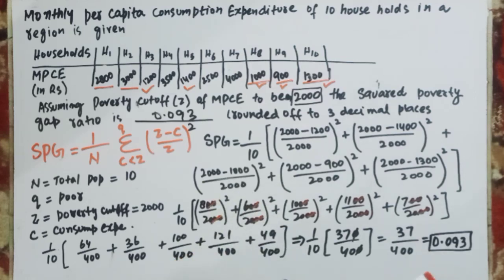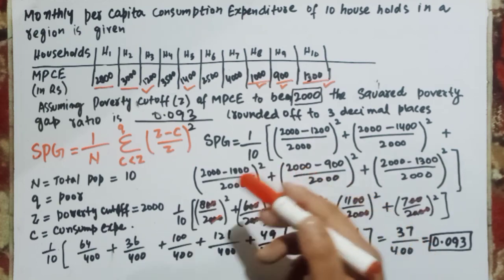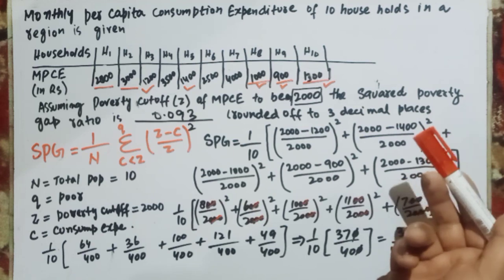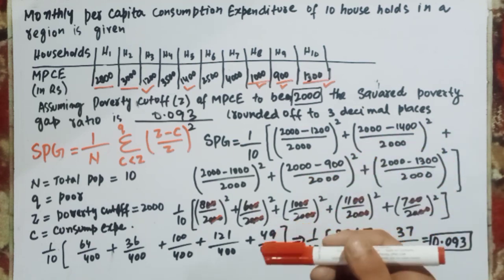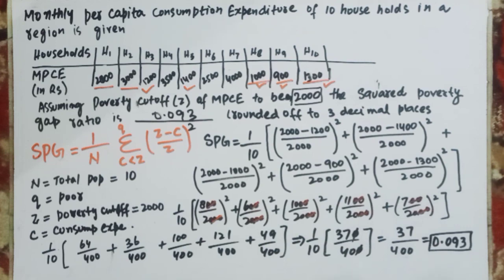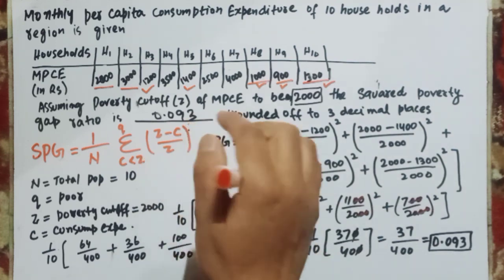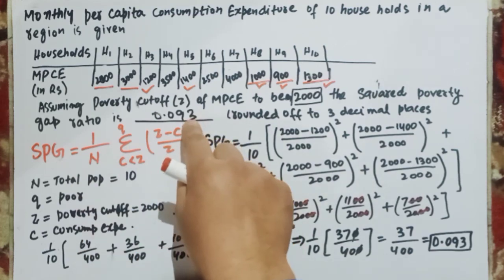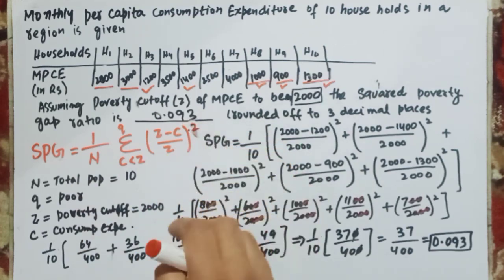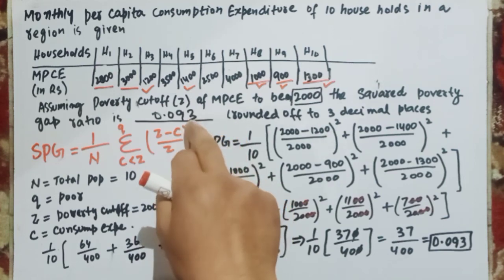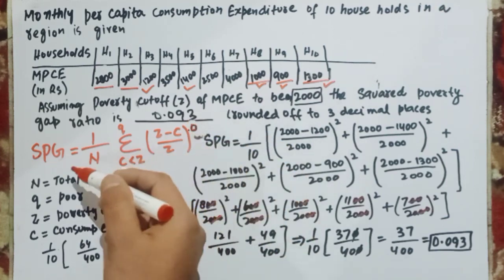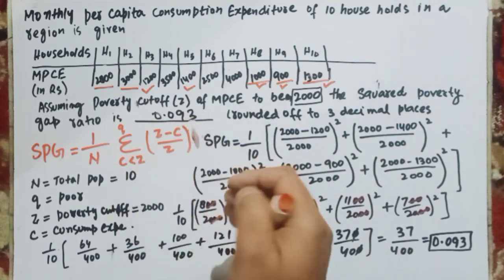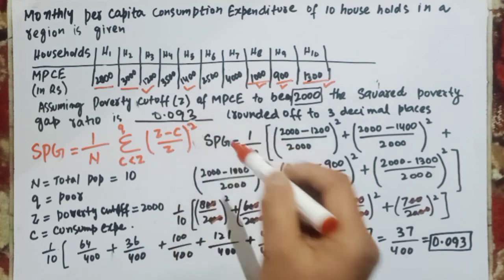The poverty severity index gives us the weighted sum of poverty gaps as a proportion of the poverty line. If in place of this exponent we have 1, this is the formula for the poverty gap ratio. If it is 2, then it is the squared poverty gap ratio. If it is 0, then we have the head count ratio. So this only depends on the exponent here. I hope I make myself clear.